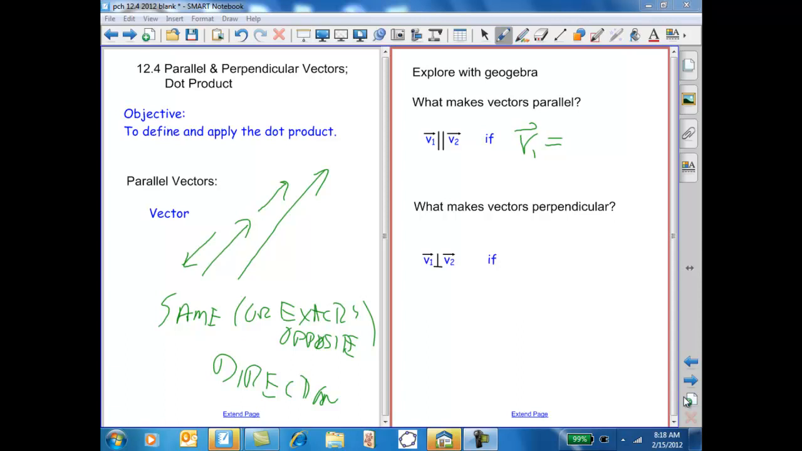So, this is the vector 2, 4, no? And this is the vector 4, 8. They're proportional. And how do we get proportional vectors? It's easier in component form, when you can just multiply by a scalar multiple, k times v2. That's what makes vectors parallel.